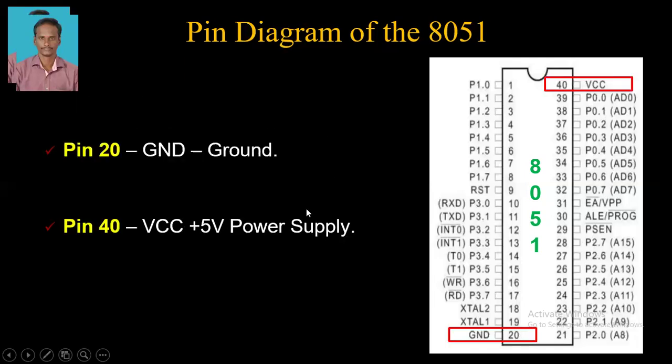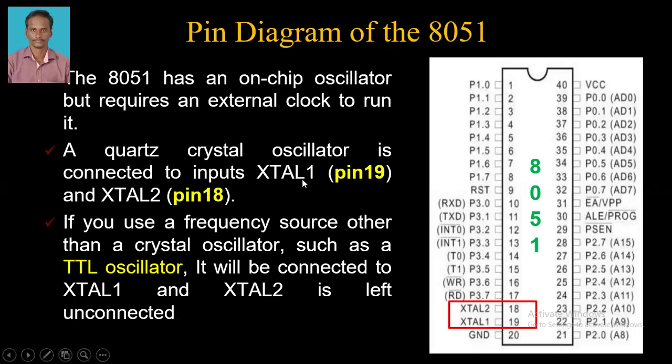So let us see one by one. Initially, you just fill in 20 and 40 because it is well known. The 20th pin connects to ground and the 40th pin connects to the power supply. First fill in those pins, then it is very easy to fill in the remaining things. Before 20, we have 18 and 19. Pin 18 is XTAL2 and 19 is XTAL1.